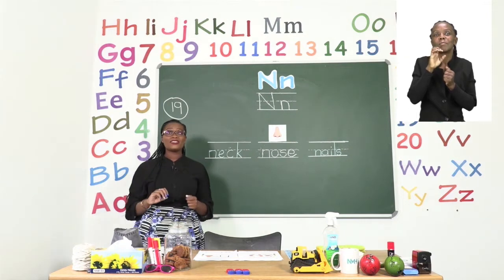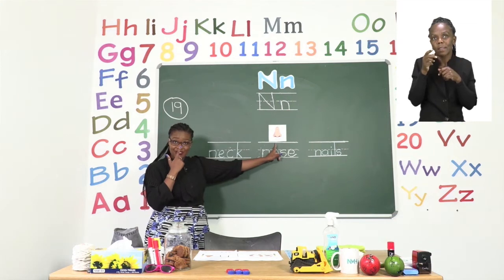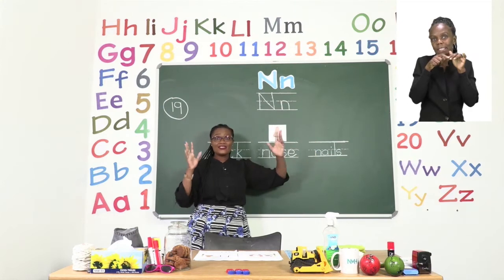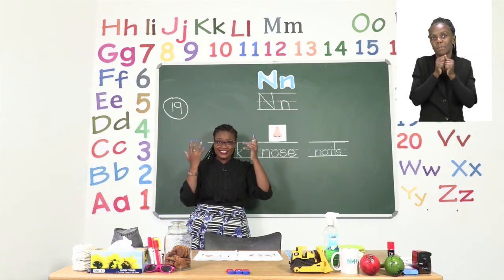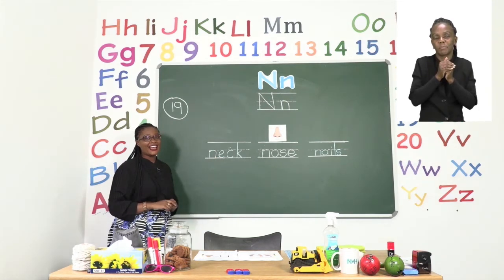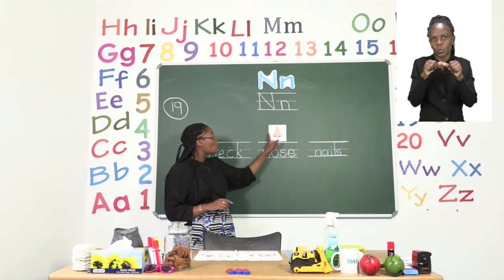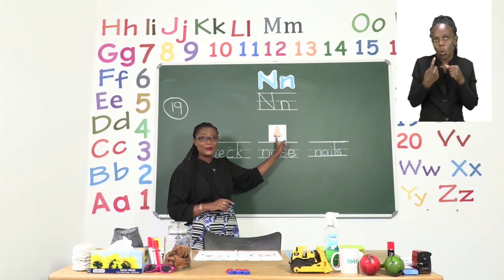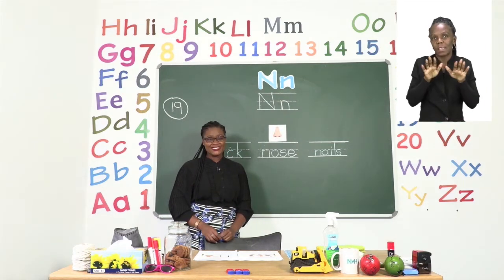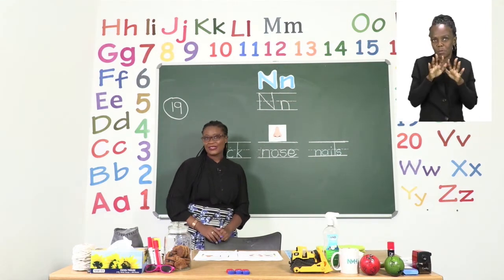So the body parts that start with N are nose. Touch your nose. Very good. Nails. Wiggle your nails. Very good. And neck. Well done. Now you are going to finish off the exercise by drawing your own nose. And when you are done, please can you color your nose? Take your time and I will see you just now when you are done with your exercise.